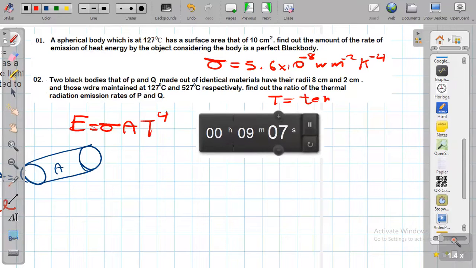Temperature in Kelvin. Remember that well. Temperature in Kelvin.